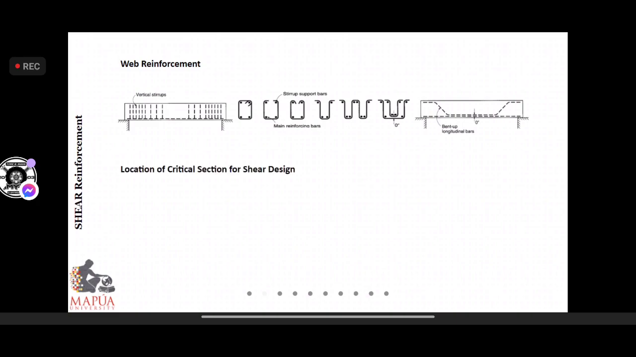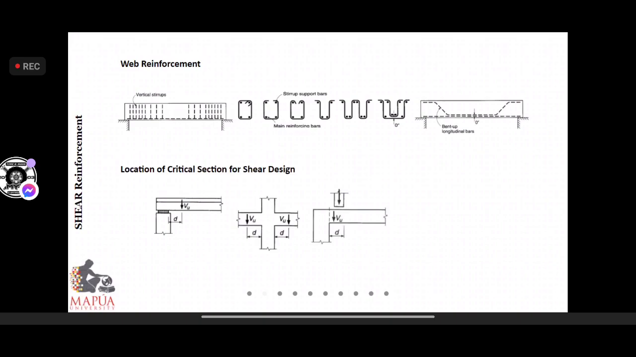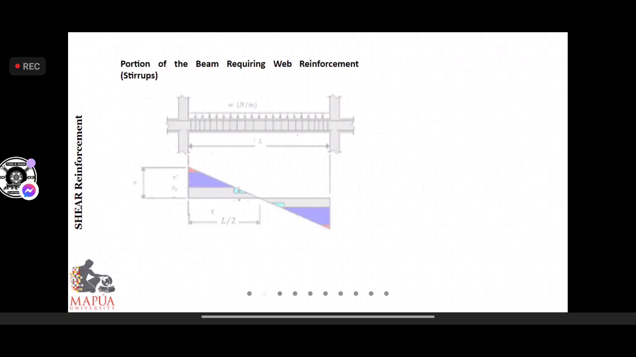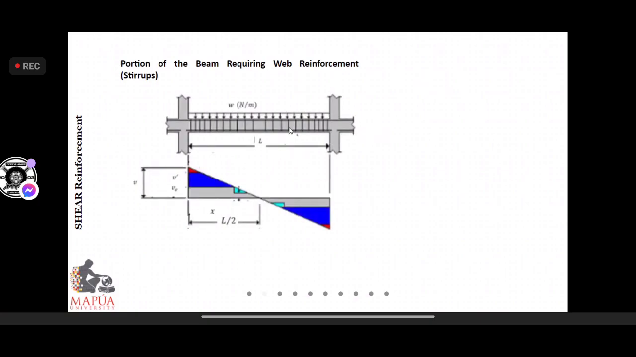And then the location of critical section for shear design, it's always the distance from the face of the support. For the portion of the beam requiring web reinforcement, stirrups, we have, for example, as generic, this one uniformly distributed. So this will fall to 0 at the middle, so somewhere here will be V. The shear stress, this will be V prime, this will be X, this will be L over 2. By similar triangle, we have V prime is to X as V is to L over 2.